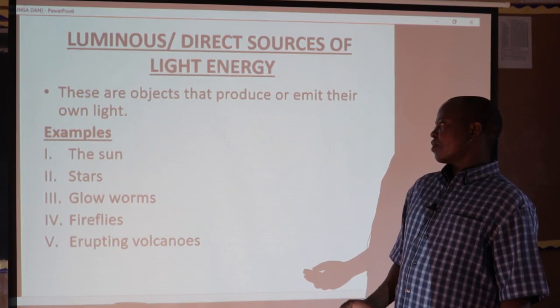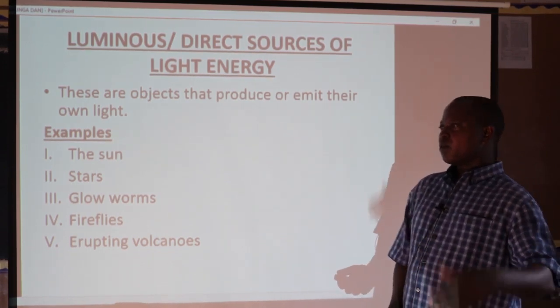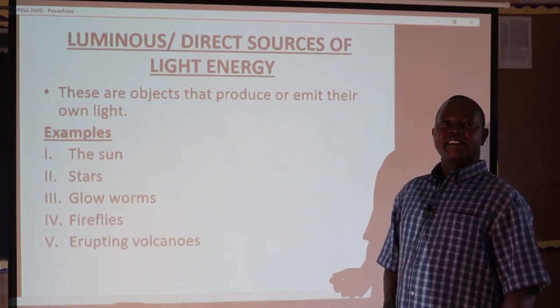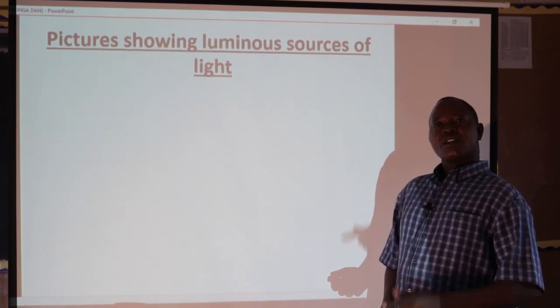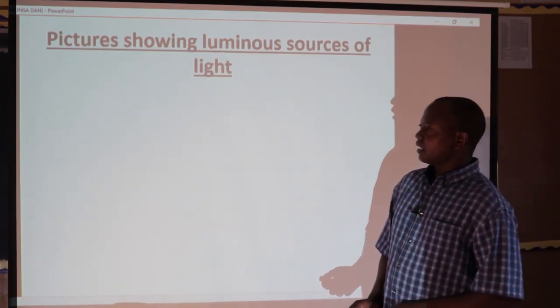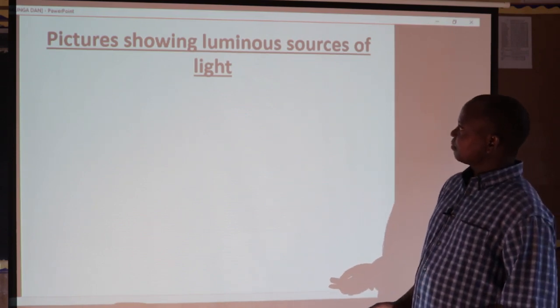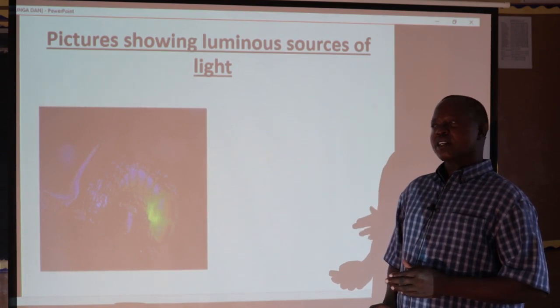You'll find a simple question can be posed. Why is the sun called a natural source of light energy? Why is the sun called a luminant object? So you'll find the answer that will be given is the same. So you'll find that we went ahead to look at some pictures of those luminant objects.